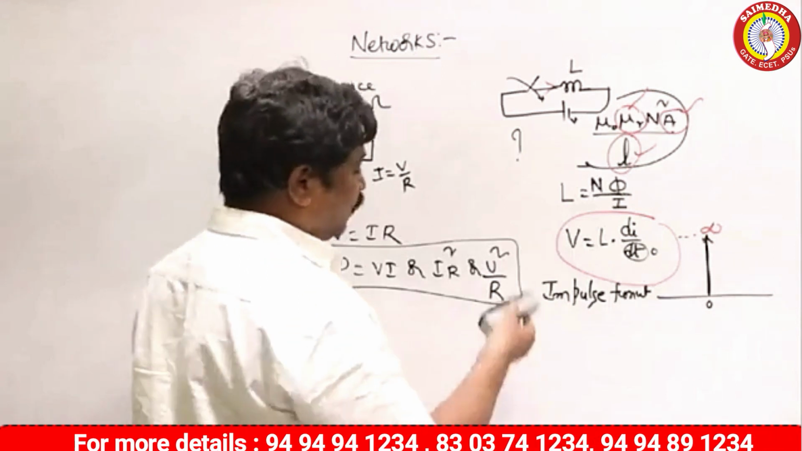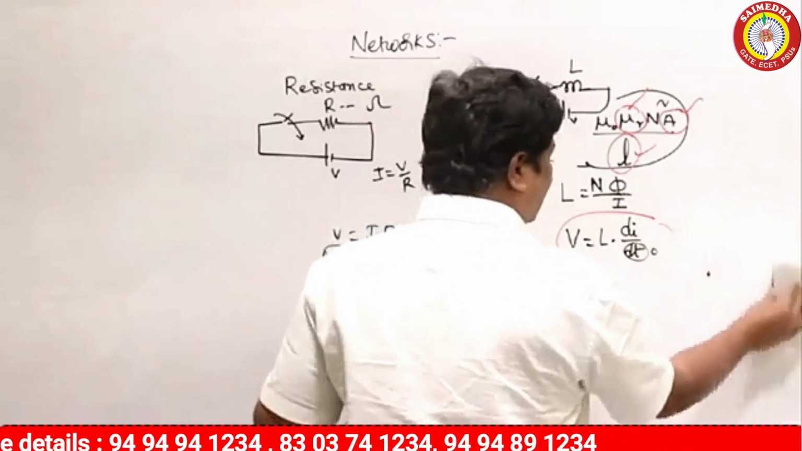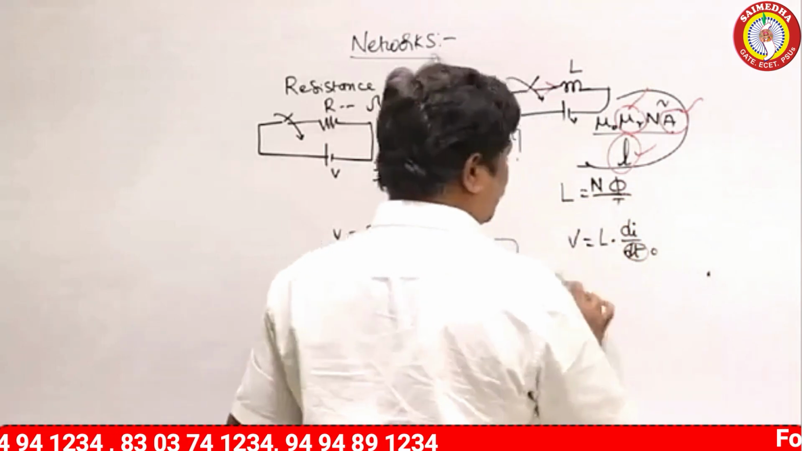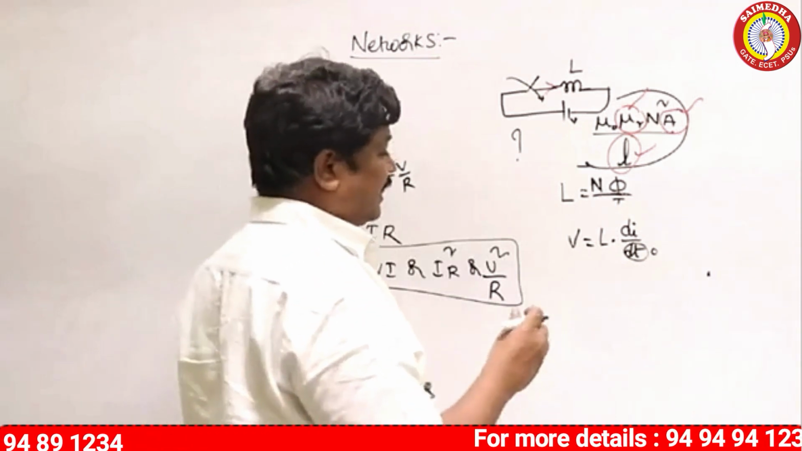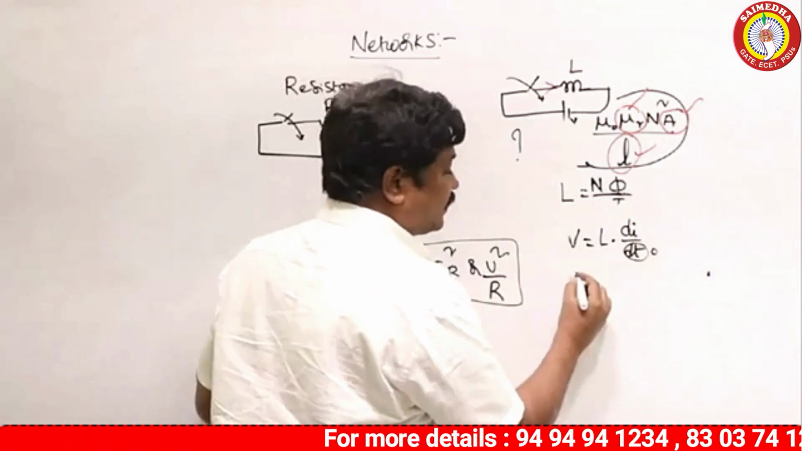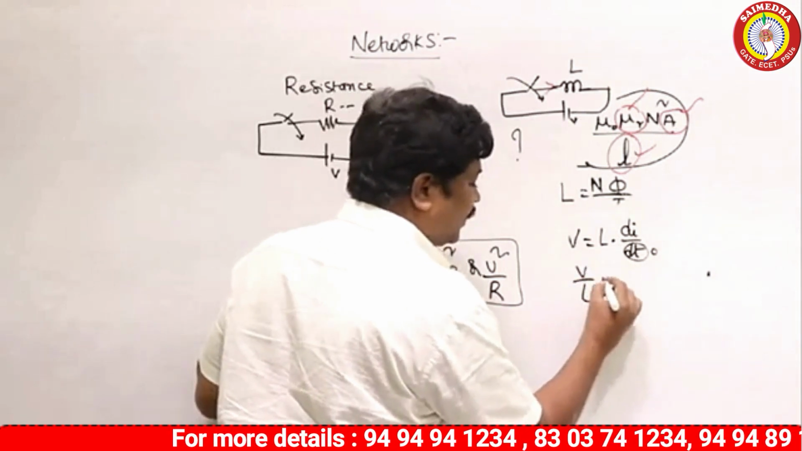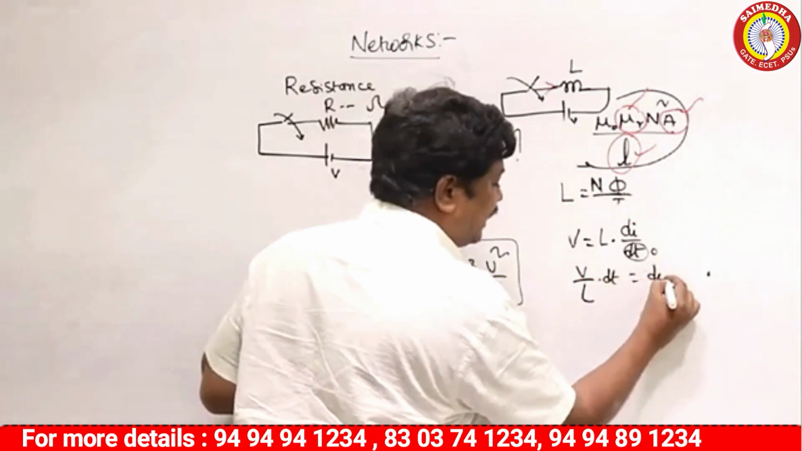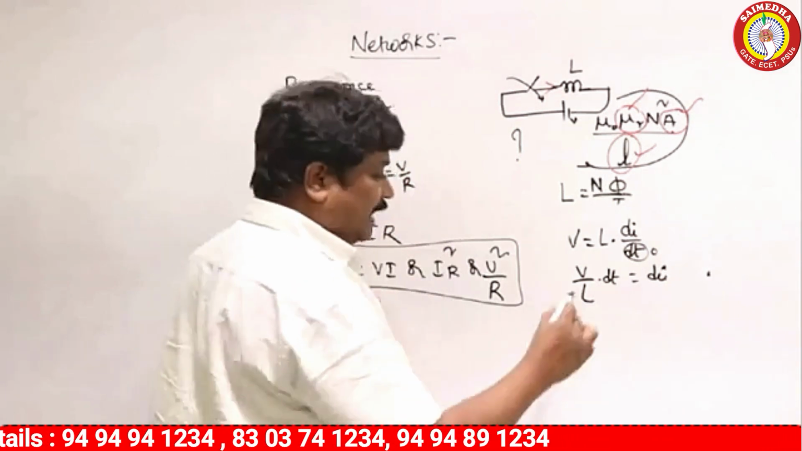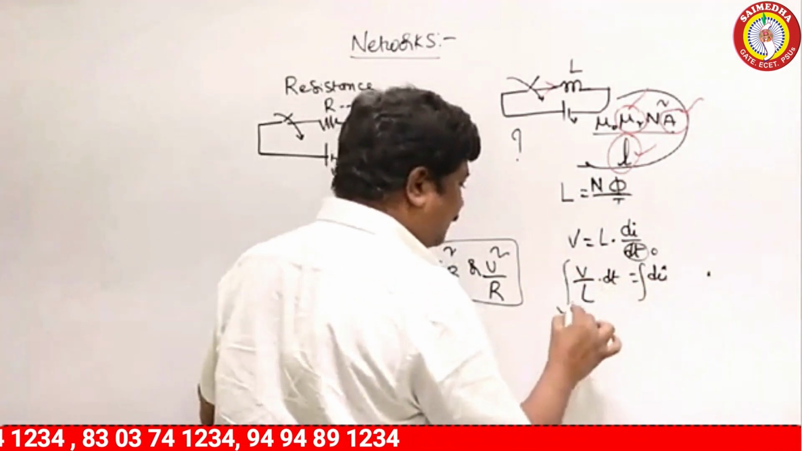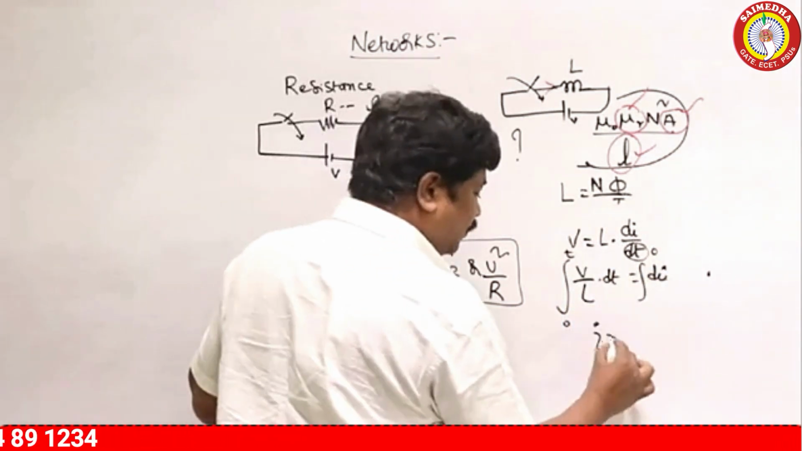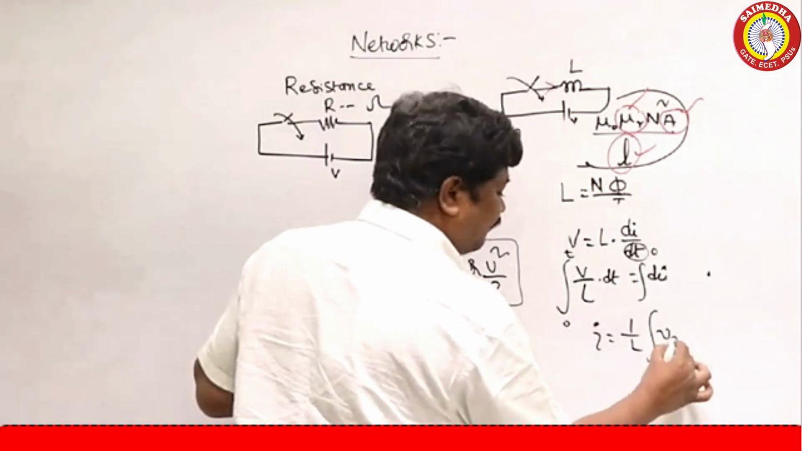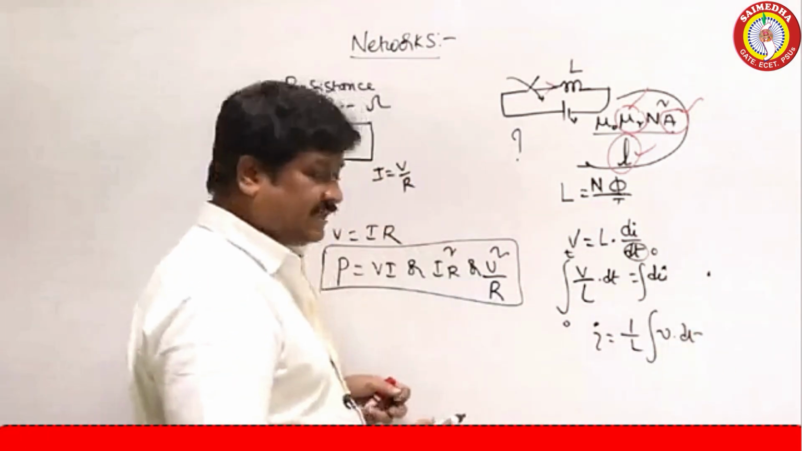Now, how to find the current? Voltage across the inductor is given like this: V is equal to L into di by dt. Suppose I want to find the current, how can I find it? So V by L into dt is equal to di. If I integrate this from 0 to t, what does this become? I is equal to 1 by L integral V dt. Both sides we can integrate.